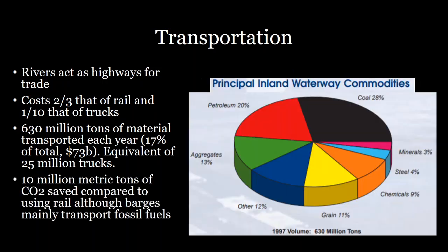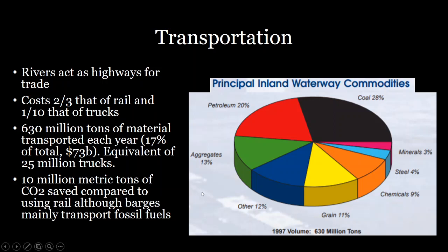One kind of wrench in that whole system, though, is that inland waterways tend to transport a lot of fossil fuels. So while the transport of materials via inland waterways can reduce the amount of carbon emissions by 10 million metric tons every year, just because you have fewer trucks on the road, the main products that are being transported tend to decrease the cost of fossil fuels. You can see here that 48% of all materials transported by inland waterway are fossil fuels, and then the rest are minerals and steel and chemicals, and then some agricultural products as well.